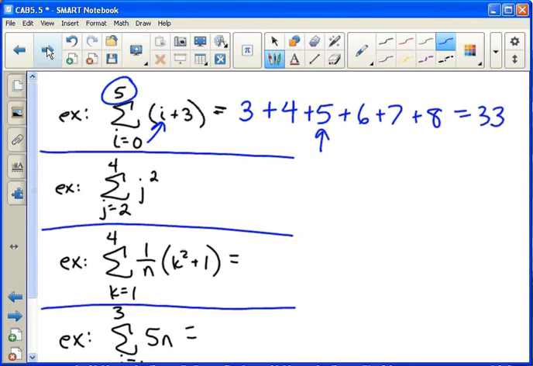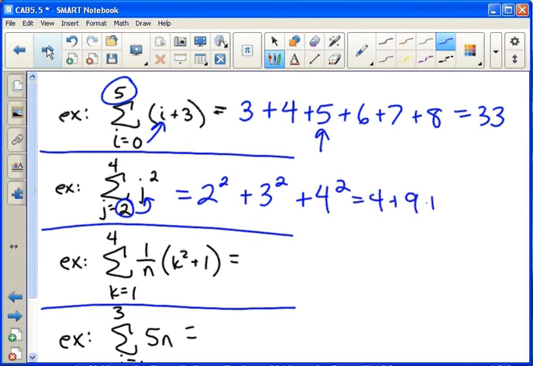Okay, now this next example, it tells us to start with 2, and it tells us to square the number we put in. So we get 2 squared plus 3 squared plus 4 squared. And I know to be adding all these together because that's what sigma means. Sigma means you need to add them all together. 2 squared is 4, 3 squared is 9, 4 squared is 16, so I believe that is 29.